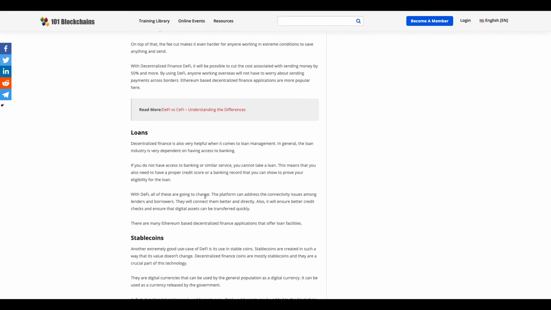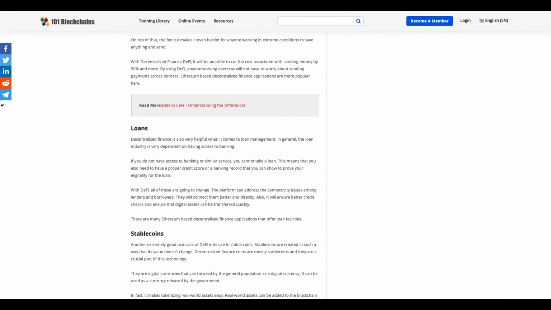Also, DeFi addresses connectivity issues among lenders, which would be the banks, and borrowers, which would be you. It will ensure better credit checks, and digital assets will be transferred a lot more quickly.